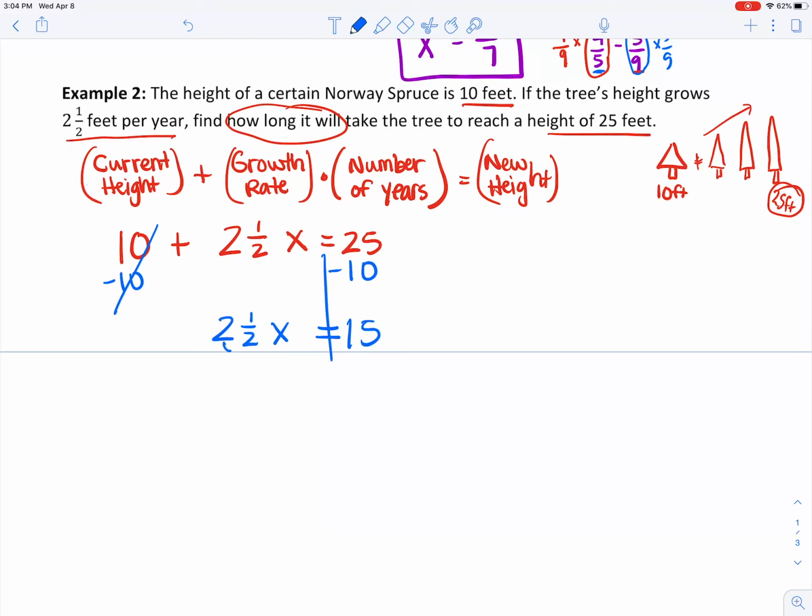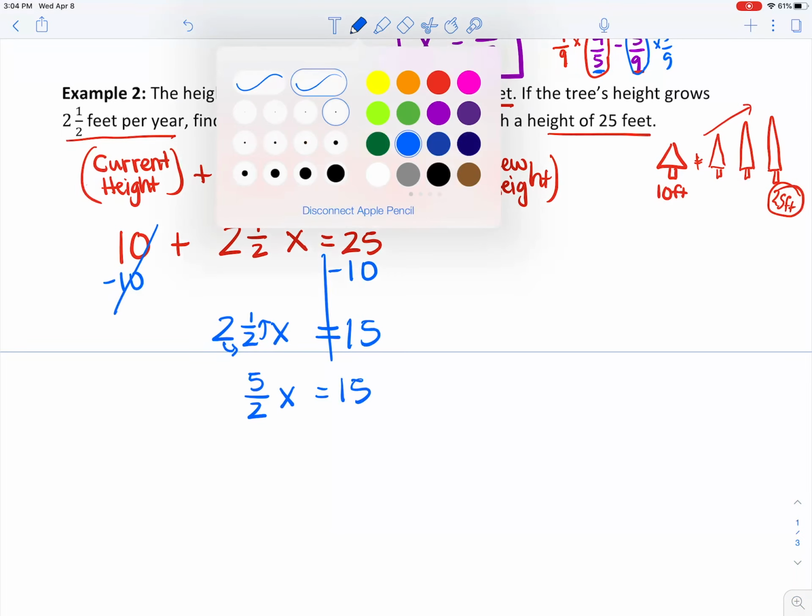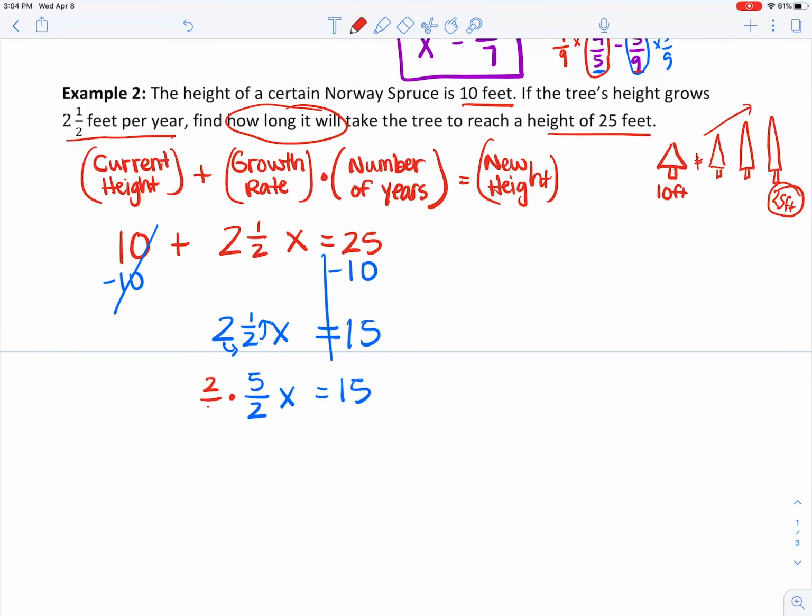Okay, now 2.5 is the same thing, if I want to write this as an improper fraction, as saying 2 times 2, which is 4, plus 1 is 5 over 2. So I'm just going to rewrite this as 5 over 2x equals 15. And now we can multiply by our reciprocal so that those cancel. It's like saying 15 over 1. And I notice here that both 5 and 15 can be divided by 5. 15 divided by 5 is 3. So now we have 3 times 2 is 6. 1 times 1 is 1. So x is equal to 6.